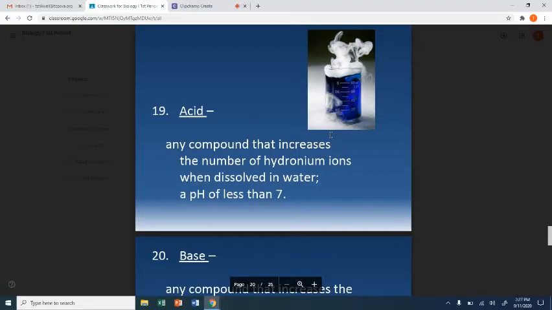And with an acid, when you add it to water, the water molecule splits apart and you get a lot of these random H plus or hydronium ions floating around. An acid has a pH of less than 7. Okay? So the closer you get to 0, the more acidic something is.